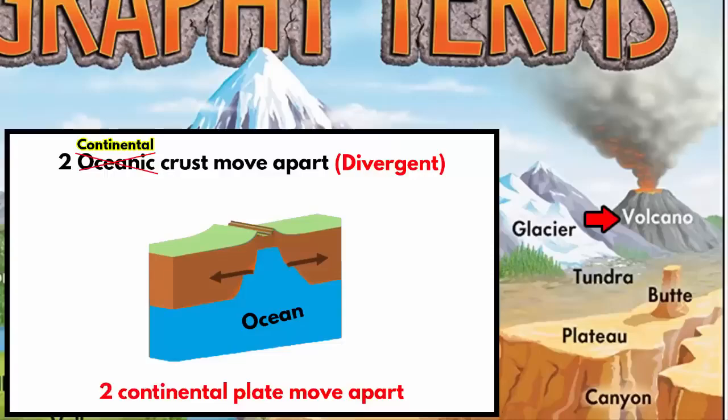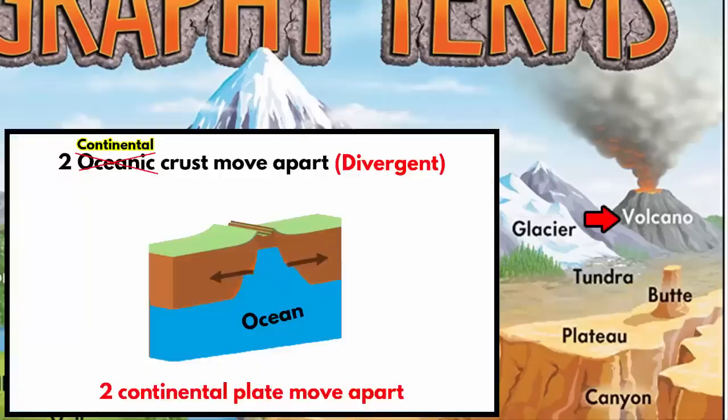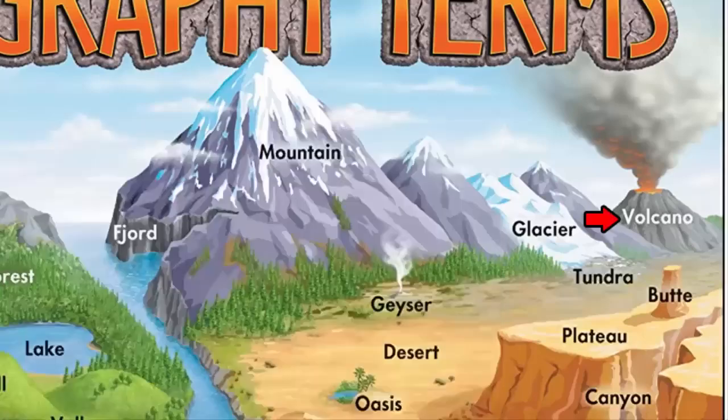The exact reasons as to why it happens, where it happens, and how it happens are still being studied. The best example on Earth today is the narrow Red Sea, where the Arabian plate has pulled away from the African plate. It is a perfect example of what happens when two continental plates move apart from each other.